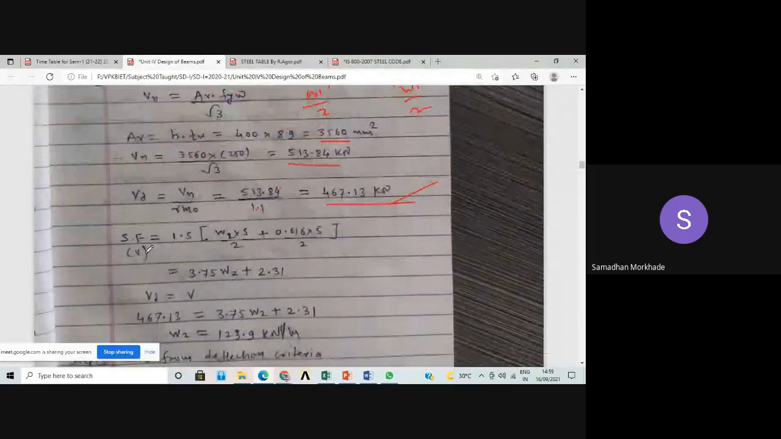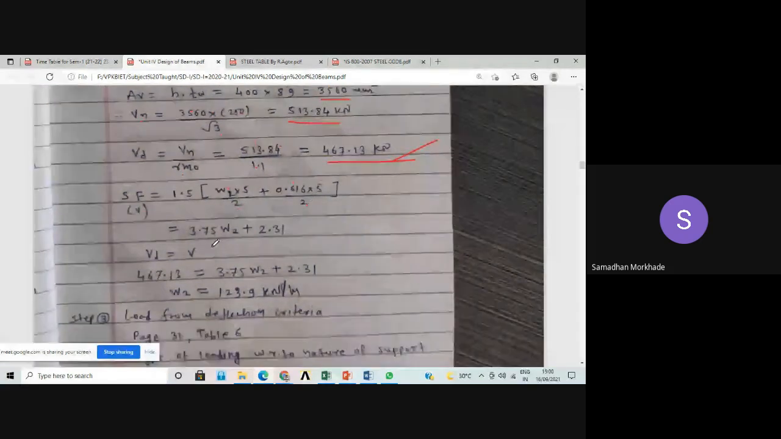Now the shear force V is equal to 1.5 working load into factored load. I will call it W2, meaning the load from the second criteria. Actually W2 and W1 are the same, not different, but the criteria has changed. One is for the bending moment criteria, two for shear. Similarly, 3 comes for deflection. So W2 into L by 2, which is 5 divided by 2, WL by 2. This is for the external UDL. Now for the self weight, plus 0.612 into L divided by 2. So 3.75 W2 plus 2.31.